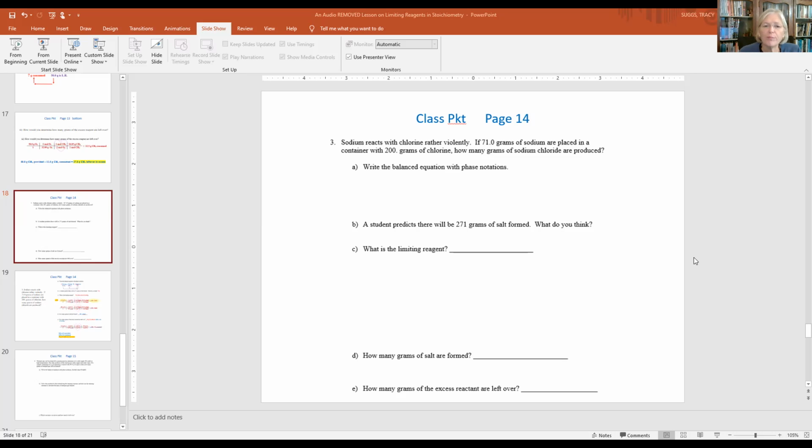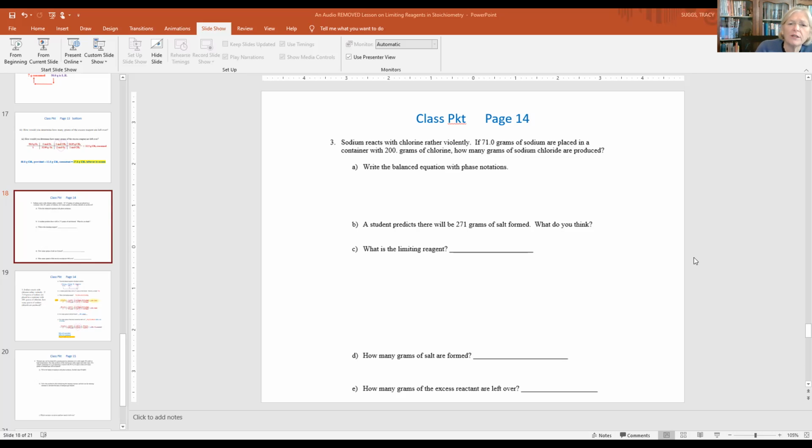Now, if you would pause, please, and write the balanced chemical equation. We've got to make sure that's correct before you spend the next 5 minutes doing math. So write the balanced chemical equation and come back in 20 seconds. All right, do you have 2 sodium plus 1 chlorine gives 2 sodium chloride? It's the sodium chloride that's the salt that they're referring to.